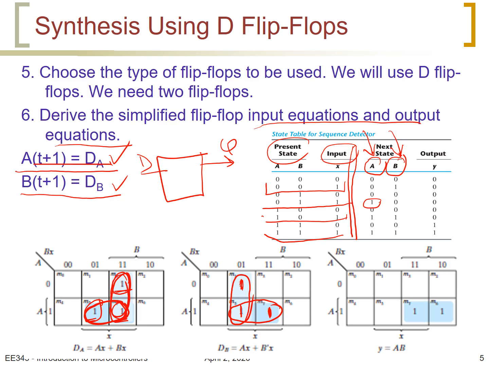Finally, the output Y can also be put on the Karnaugh map, which is 1 for the two combinations 6 and 7. Therefore, we have 1 here for 6, 1 here for 7, and we say that Y is equal to A and B. Actually, with this, we are almost done because we have the equations for D of A and D of B, and we have the equation for the output.